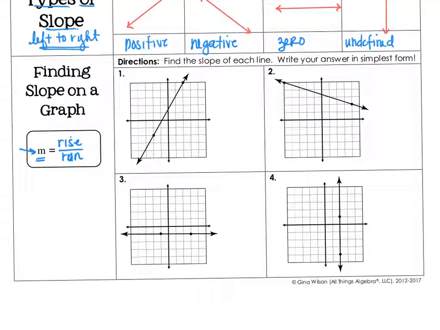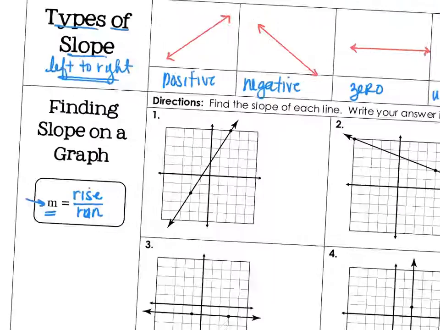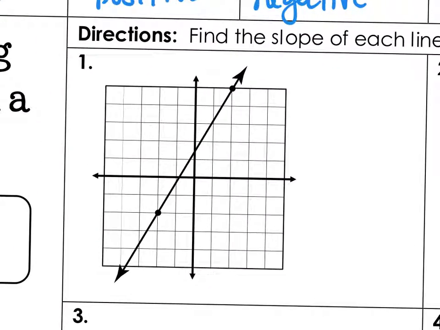And here's how we do it. You take a look at your line, and you find 2 what I call pretty points on the line. Pretty meaning they're on a nice corner so you're able to tell what numbers they're on. So we identify those 2 points on the line, and sometimes they're marked, and sometimes you have to mark them. And you figure out from one point to the other, how much do you rise and how much do you run.